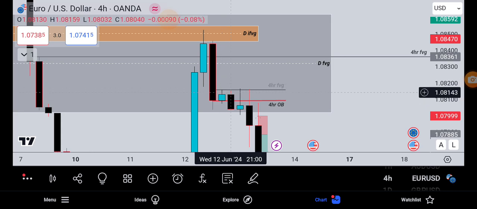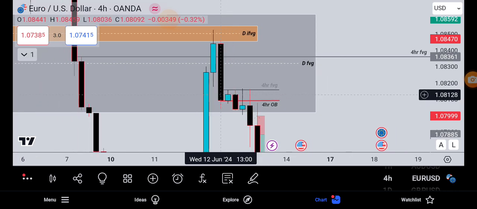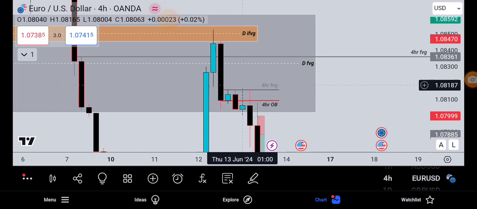So after seeing these, it usually adds to my confidence that I'm expecting lower prices. So what happened from the next candle? We had a sharp retracement higher, tapped into that 4-hour fair value gap.